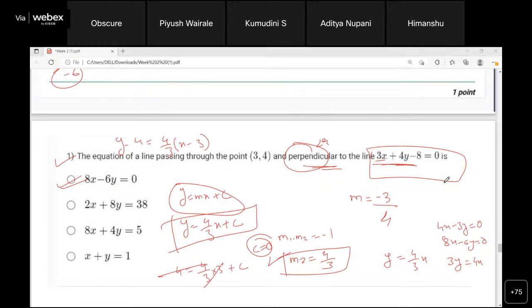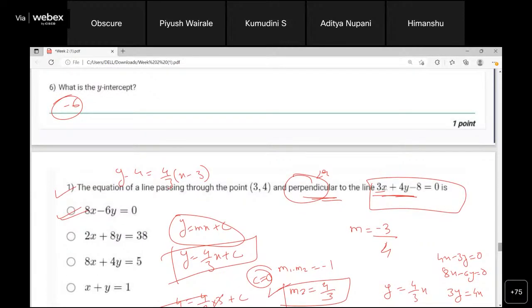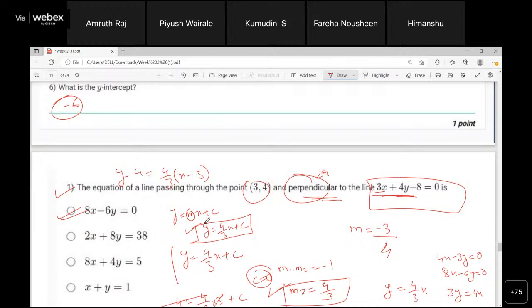Hello, anyone, any doubt in this part? Yes, sir. Why have we done 4 equal to 4 by 3 into 3 plus c? So we have different ways to represent the line, right? I am using this slope intercept form y equals mx plus c because I have the slope here, m equals 4 by 3. This is the equation of my line, but it is passing through this point, so it will satisfy the given equation, x is 3, y is 4. Even you can use the slope point form.